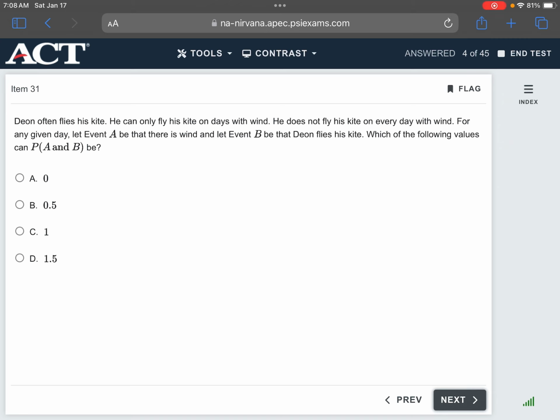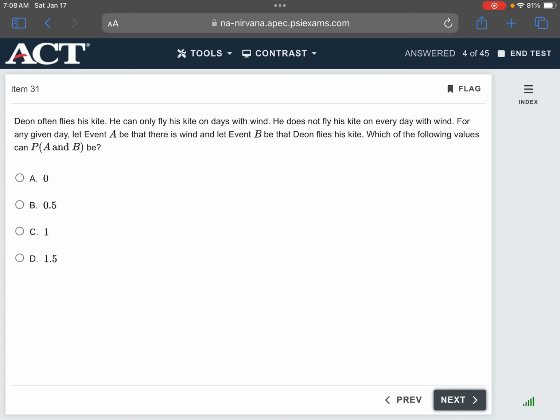Let's now go down to choice C. A probability of 1 or 100% tells us that it's happening all the time. Like it will for sure happen. So it told us that not every day is windy, and it also told us that even if it is windy, Dion doesn't fly his kite on those days. So this can't be a 100% probability because he doesn't do it every single time.